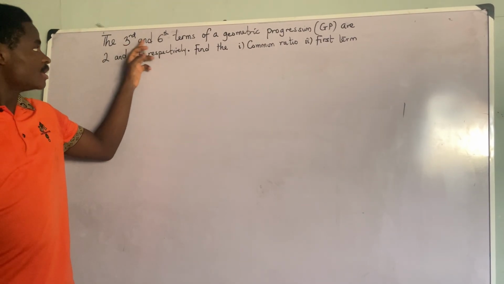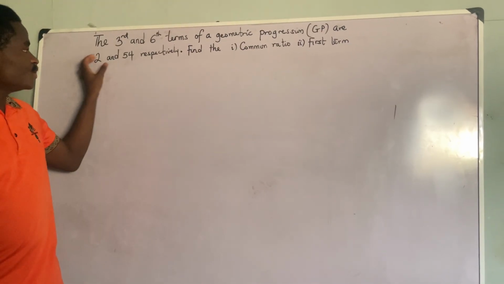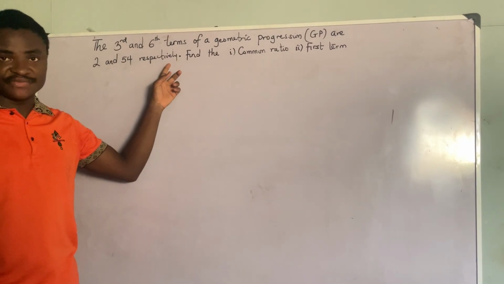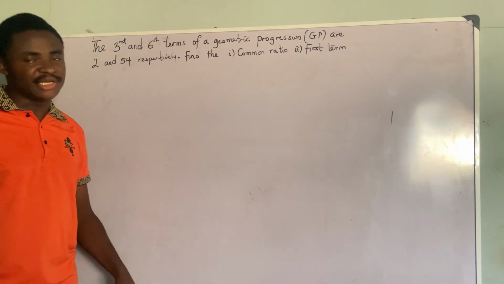The third and the sixth terms of a geometric progression are 2 and 54 respectively. Find the common ratio and the first term.